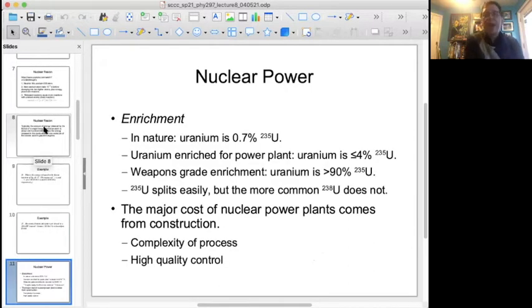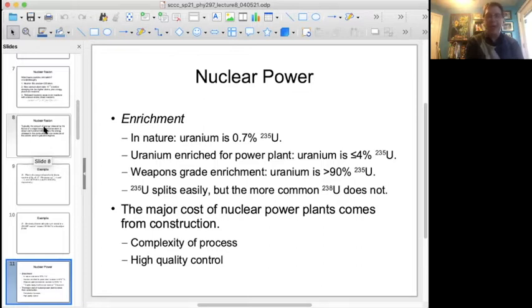So the key to nuclear power is the enrichment of the atom. You want as much of the uranium sample to be uranium-235, or you want to optimize the amount of uranium-235 in your sample. In nature, uranium-235 is about 0.7% of the total uranium. Most uranium is a different isotope, but uranium-235 is the best for nuclear fission.